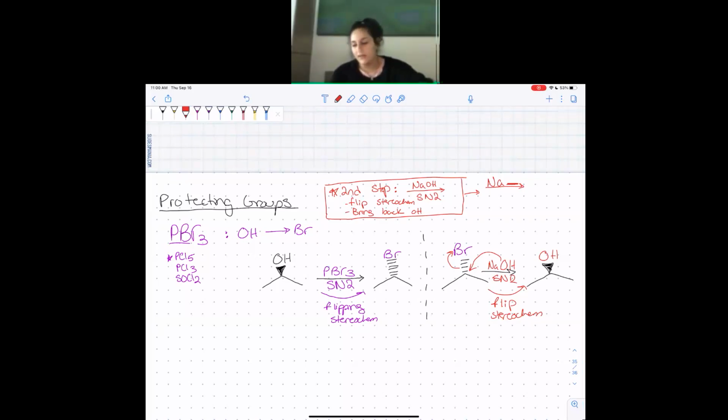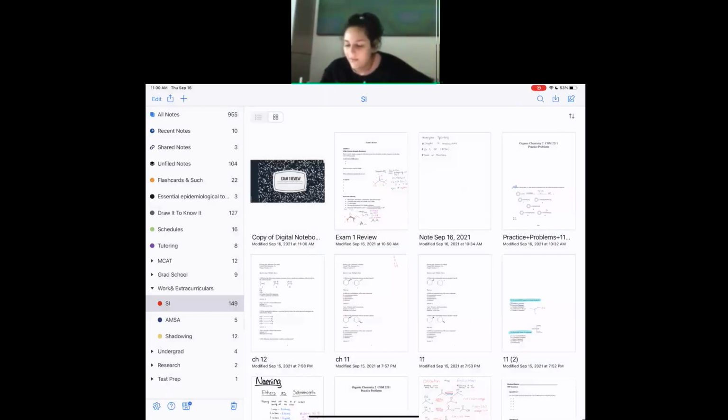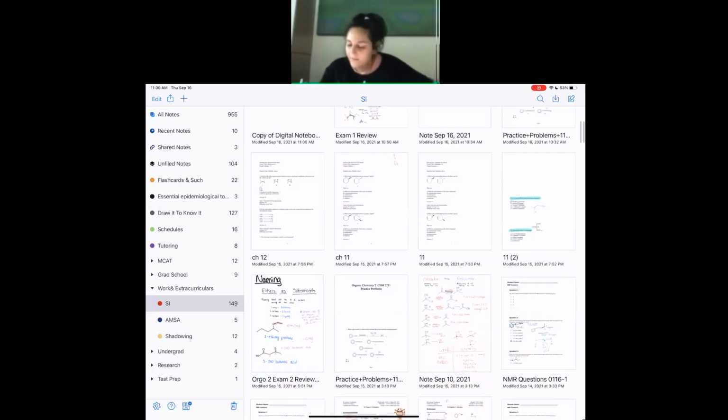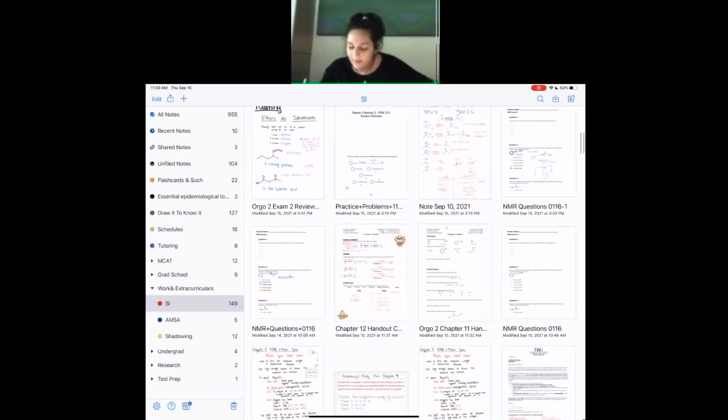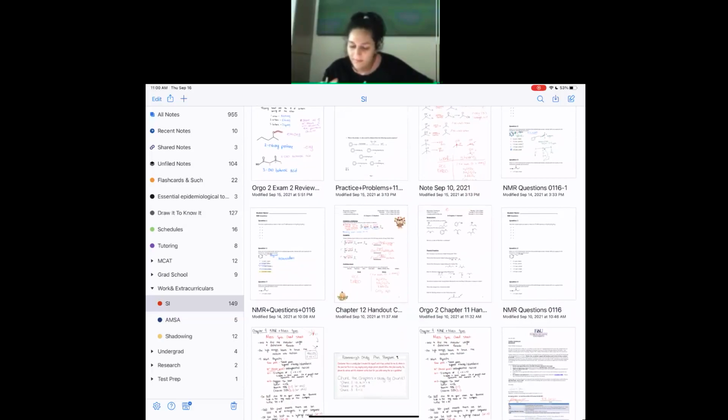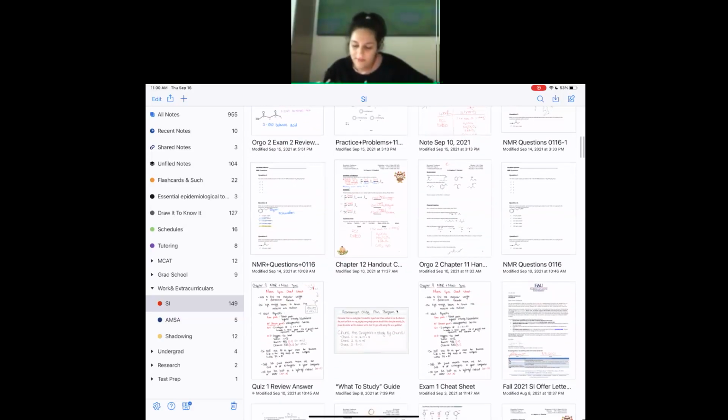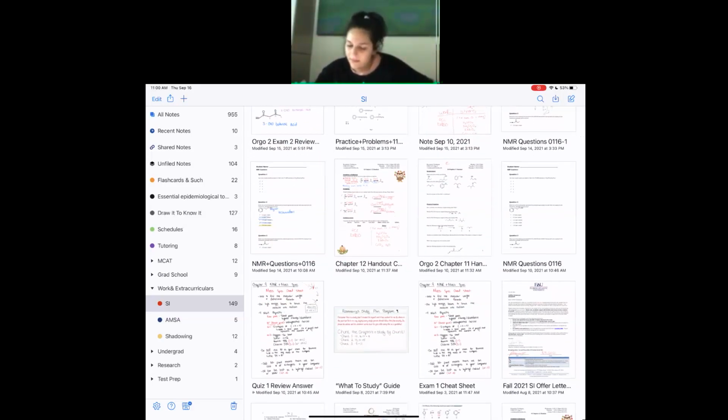Okay. So the second one is mesylate and tosylate, and actually I think it's going to be a better use of time if I just go to the 11 and 12 handout real quick, just so I don't have to redraw everything a million times. I believe that's, where's chapter 11? There we are. Okay.